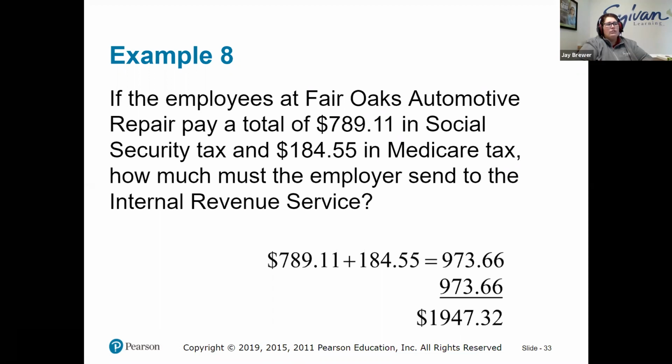So here's what I want you guys to get from this. You don't need to know the number of employees. You don't need to know how much each employee sent in. They gave you the totals. So the employer has to match exactly everything that was sent in. So all you have to do is add the amount of the employees and then you double it.